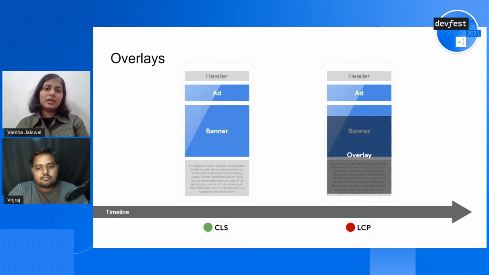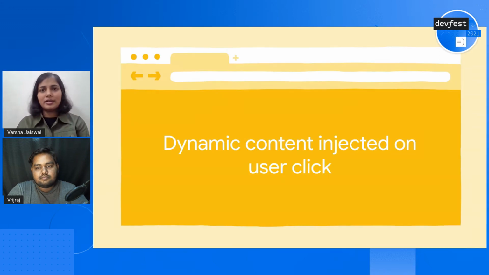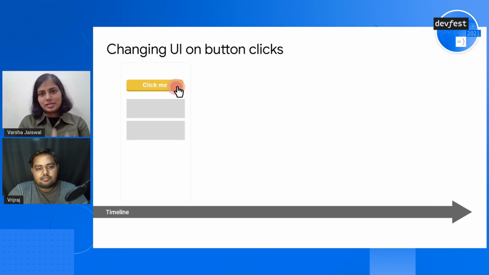Now let's say there is dynamic content which needs to be injected on user click, right? So let's say there is a page, and once the user clicks on click me, there will be content which will be visible below it, right? It can be, let's say, a button of show password or hide password. So once the user clicks on show password, a text area will come and it will show the password. Now this will affect CLS, right?